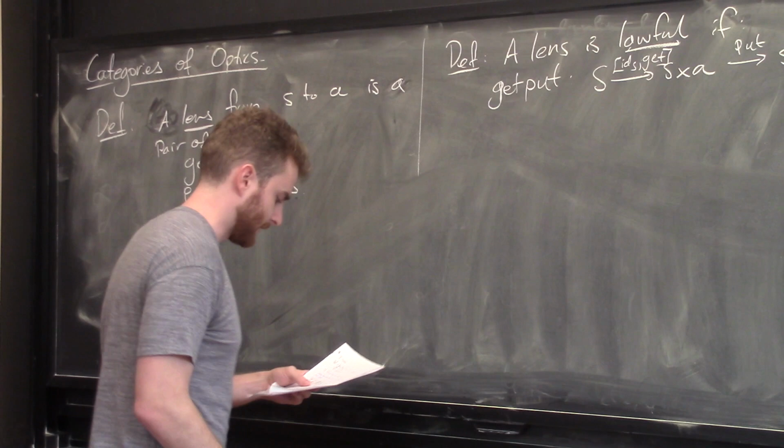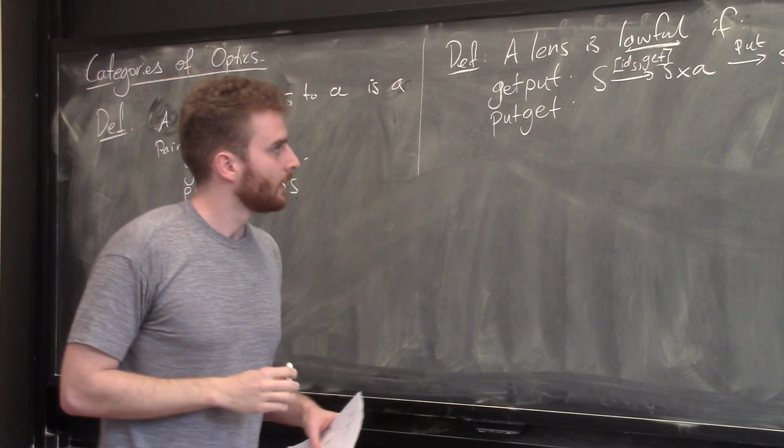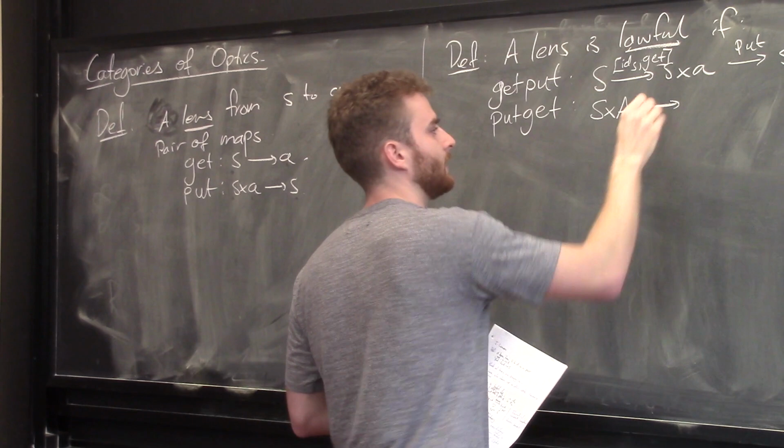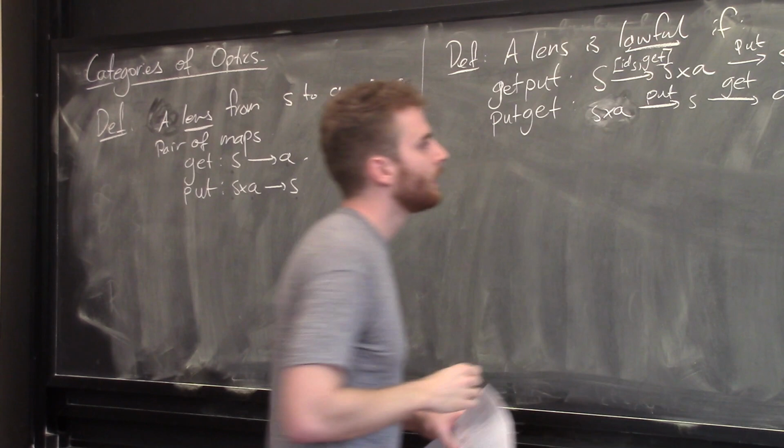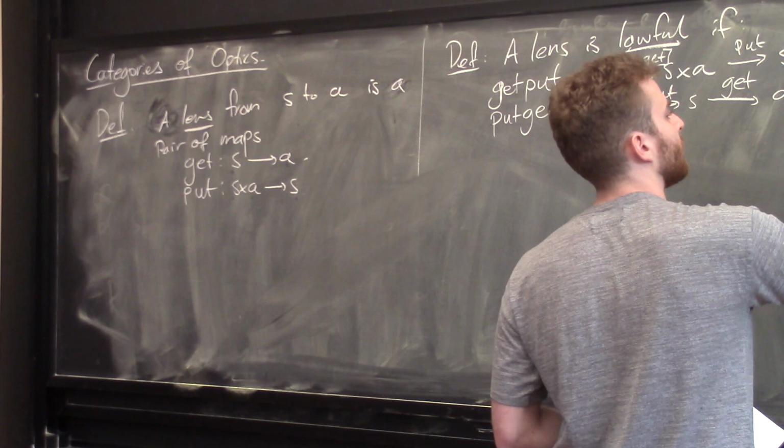The second law is put get. So this is more or less doing things the other way. If we put an A into an S, copy those, S into S, and then we get the A straight back out again, what this should be is just projection to the A component. It shouldn't do anything. This is supposed to be just projection to the A component.